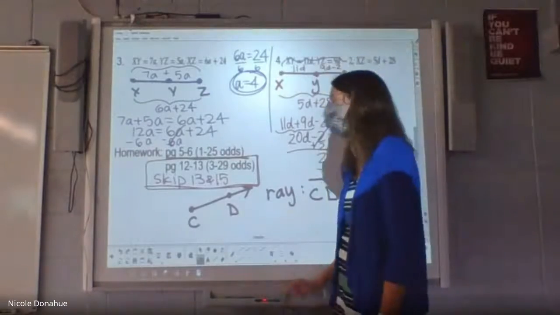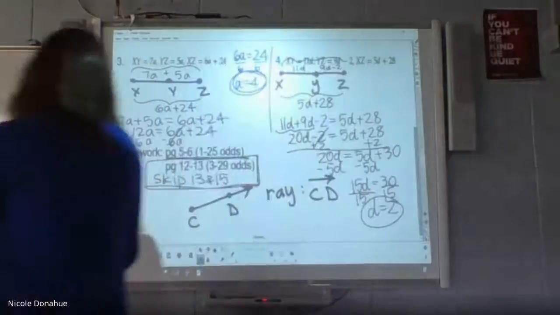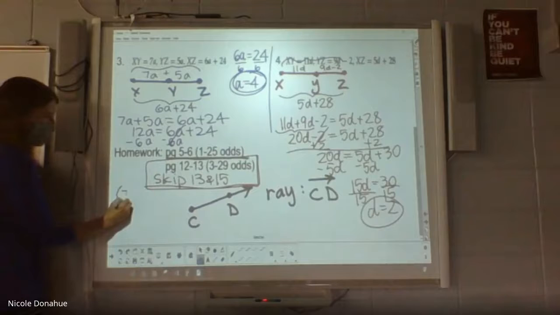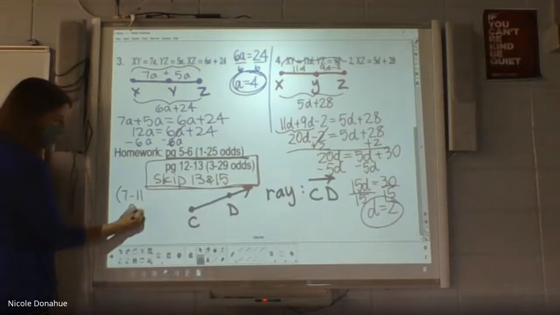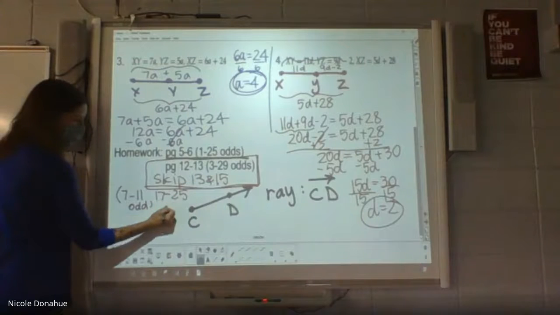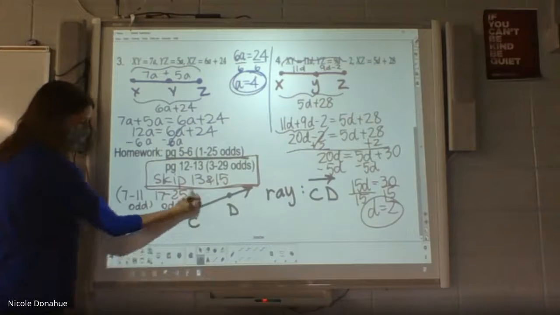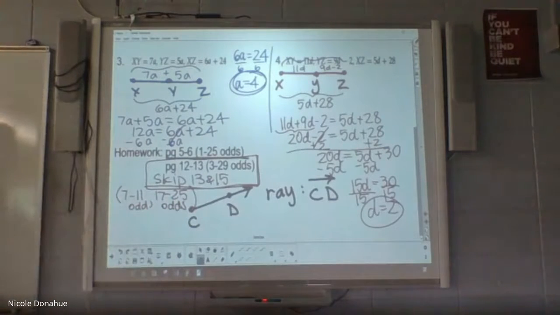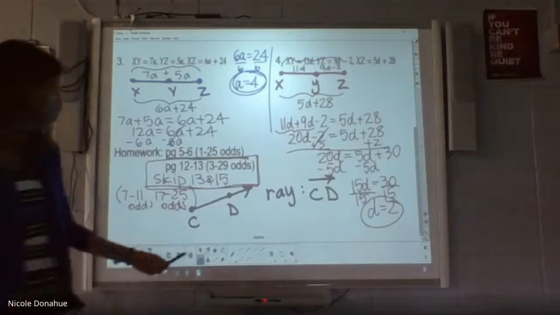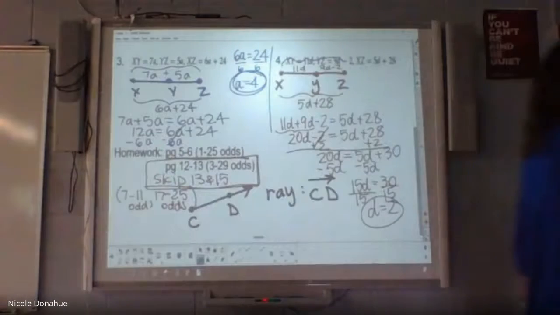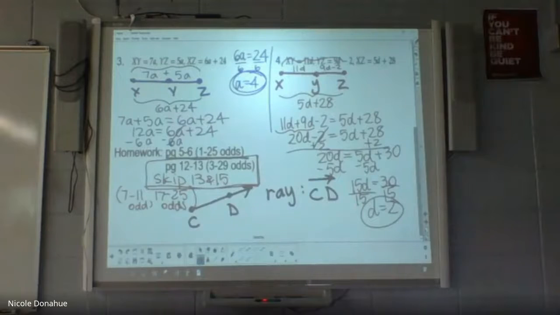So what are we doing here? I just don't remember. So we're doing 7 through 11 odds, and then 17 through 25 odds. Now, if that's a better way to write it. 7 through 11 odds, and 17 through 25 odds. Thank you, Ms. Miller. So we're skipping 3 and 5 as well. And 13 and 15. And that's what we skipped yesterday.